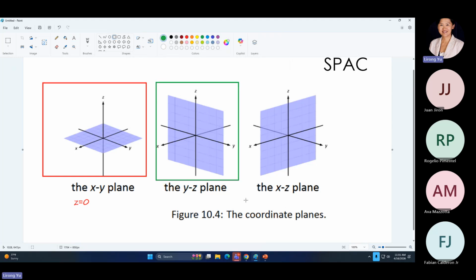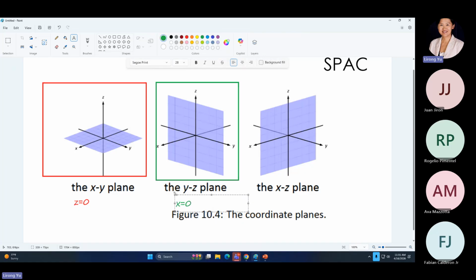Okay, so the YZ plane is formed by the y-axis and z-axis. The y-axis and z-axis are perpendicular, so they're in this YZ plane. We have a y value and a z value, which could be changing, variable y and variable z, but we have the same x value, right? So x equals 0. So x equals 0 will be the equation of the YZ plane.